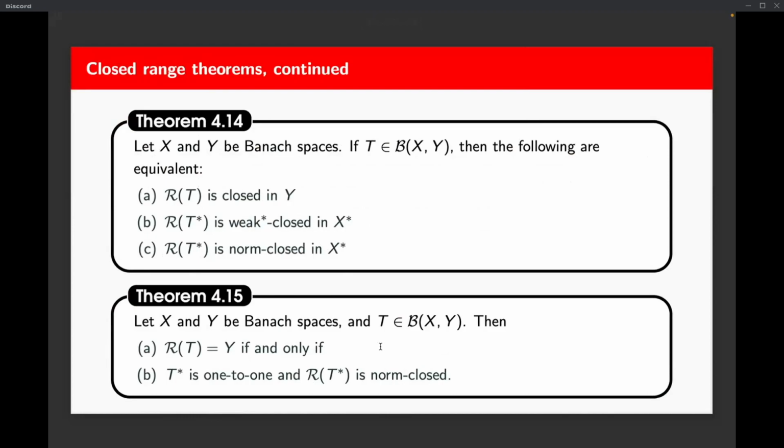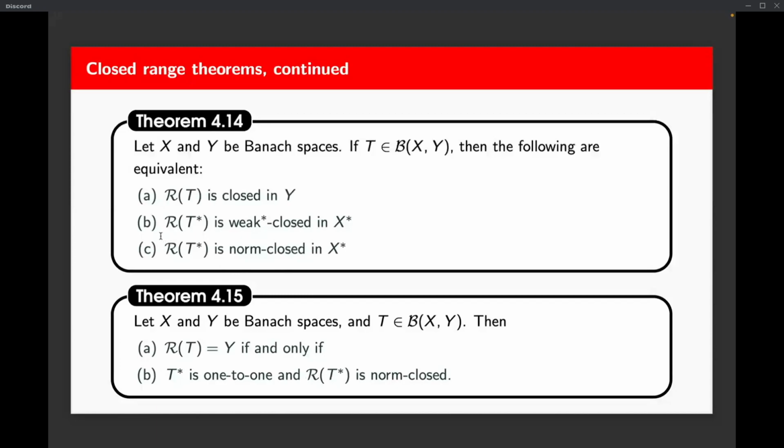And then we have another theorem which is similar, with the same hypotheses. Range of T is all of Y. So in part A of the previous theorem, we said it's definitely closed in Y. If it happens to be all of Y, then, well, part B says T star is going to be 1-to-1. So that's the new information.